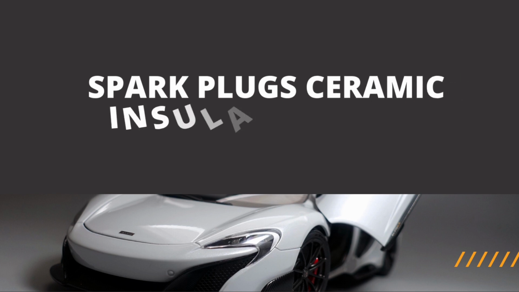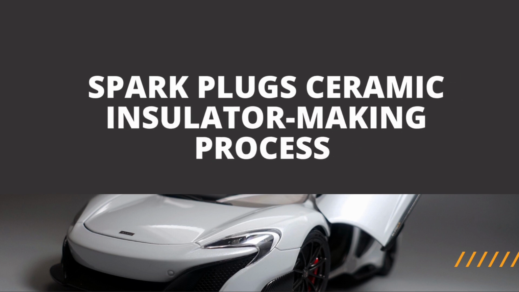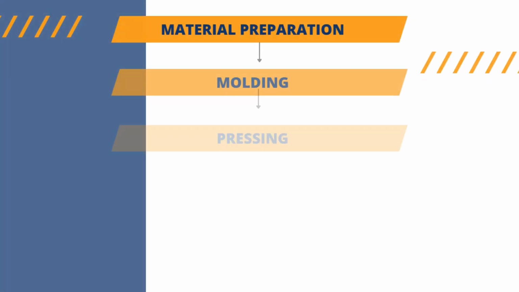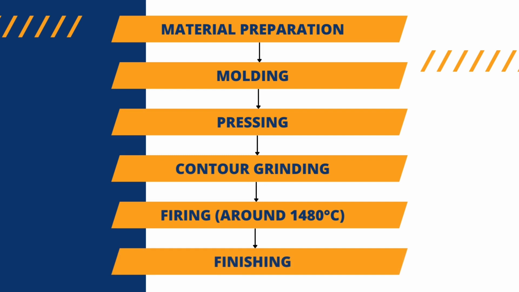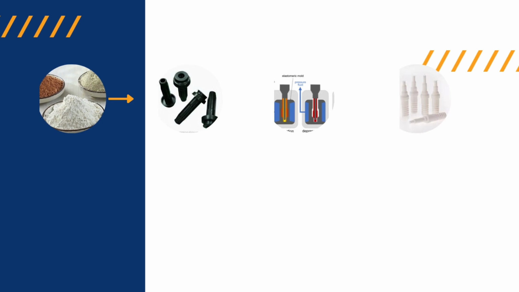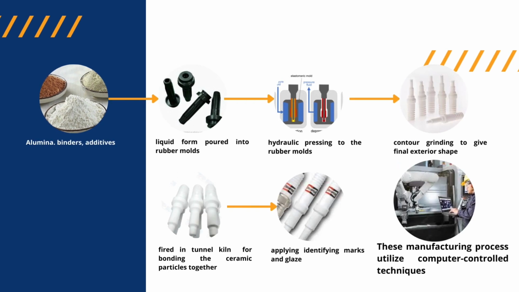Next, we have here the spark plug ceramic insulator making process. The making process of the ceramic insulator starts with the material preparation, followed by the molding, pressing, and contour grinding. Next, we have the firing at around 1480 degrees Celsius, and lastly, the finishing. Here we have the detailed production process for the ceramic insulator.